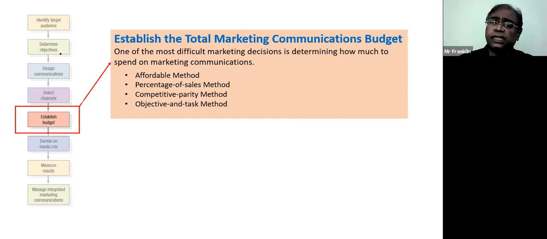And then next is the objective and task method. Objective means you just set a target. Okay, this is the purpose. This is the objective. What I want to do, and then you set aside a certain amount and target that. So that's called establishing the budget.